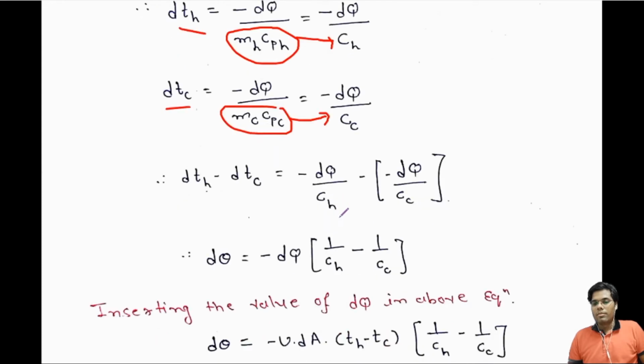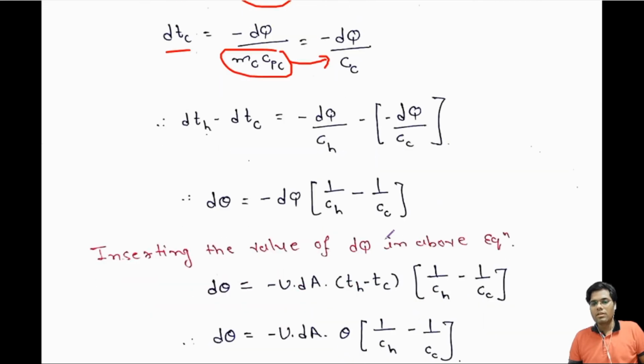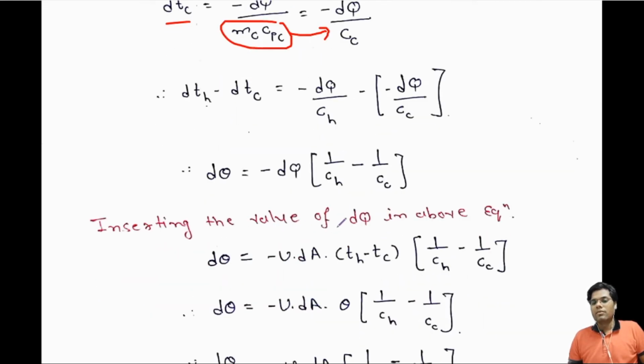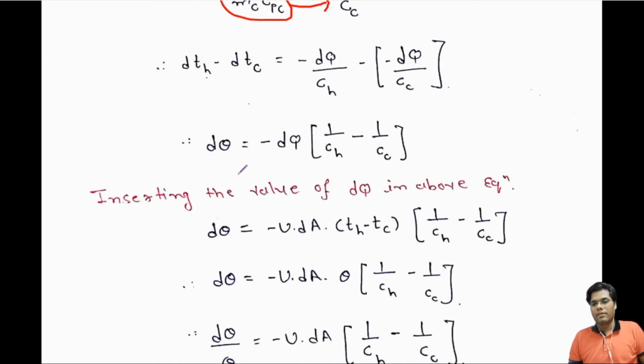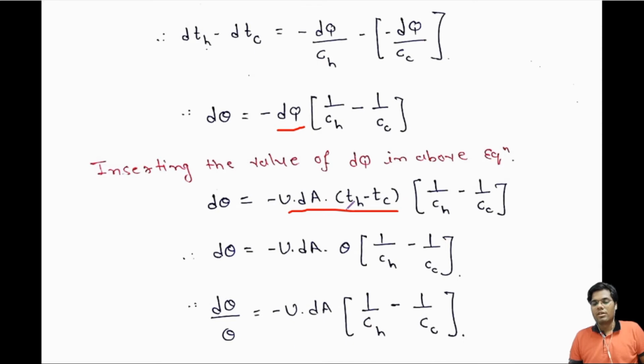Minus dQ will be common, so in bracket 1 upon Ch minus 1 upon Cc. Now integrating the value of dQ in the above equation: inserting the value of dQ, we know that the value of dQ is U dA times the temperature difference, which is Th minus Tc. So replacing dQ with U dA (Th minus Tc).